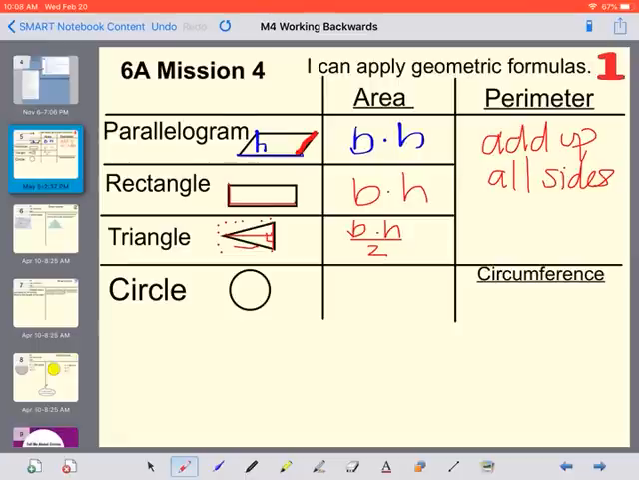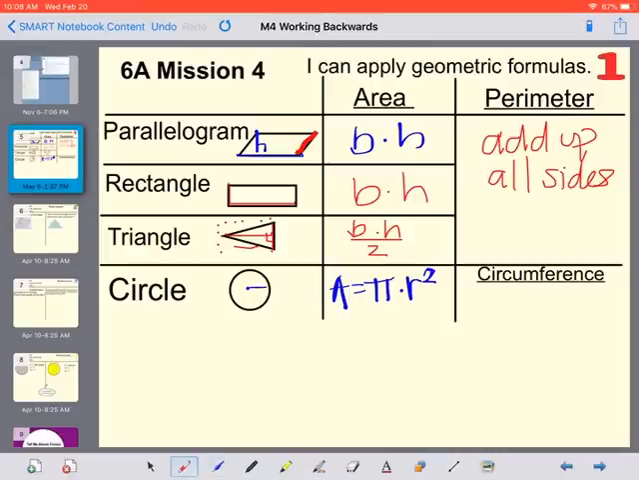And the last two are for a circle. So the formula for the area of a circle is pi times the radius squared. Area is always two-dimensional, so we have the power of 2. And remember, our radius is from the center of the circle to the edge.